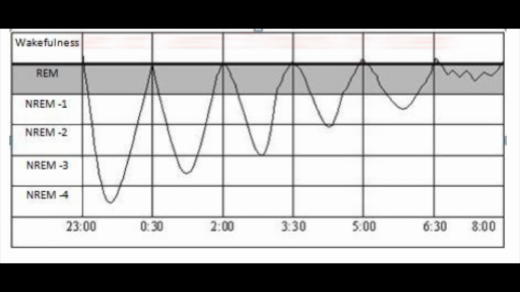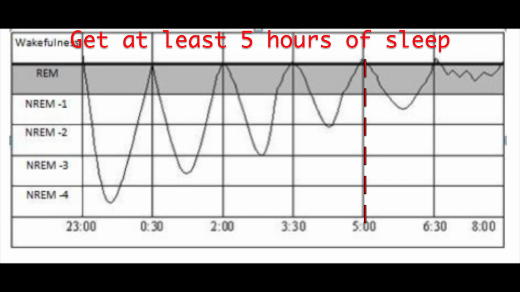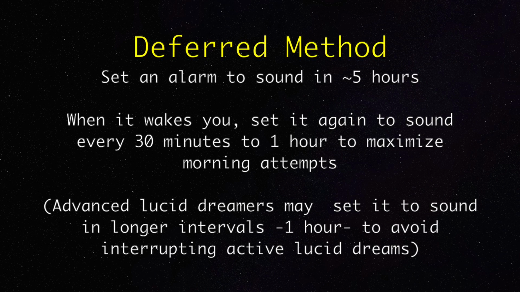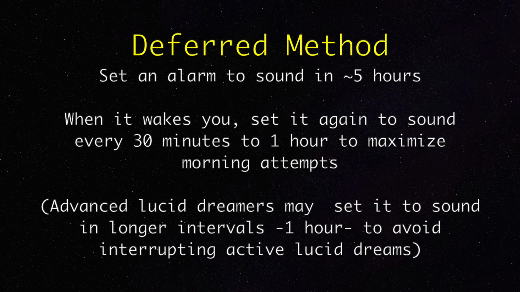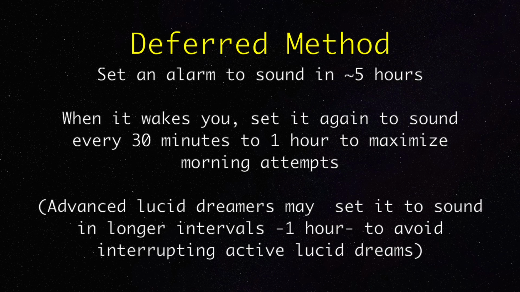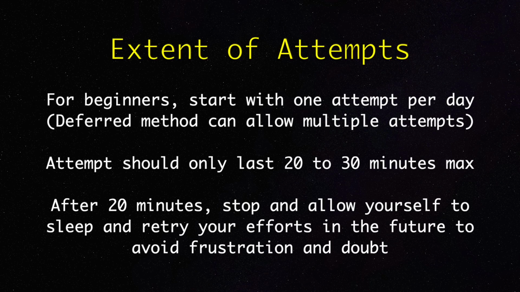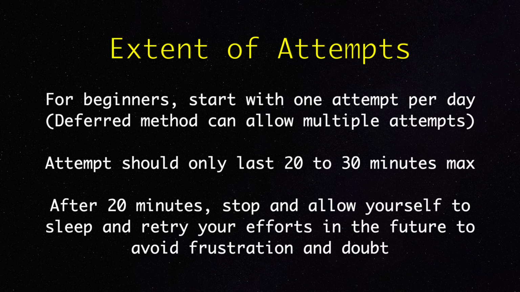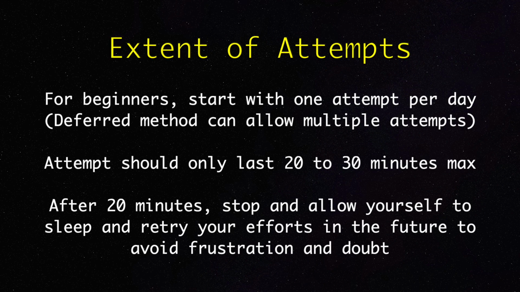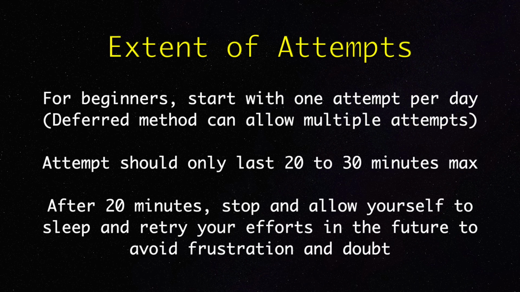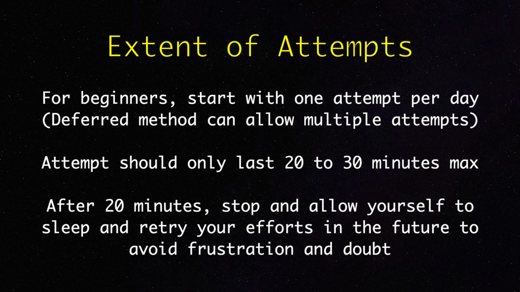So when to attempt a direct wake-induced lucid dream? Attempts should be made at the start of a long REM cycle, and this is approximately 5 hours after going to sleep. You're going to want to use the deferred method. The deferred method involves setting an alarm to sound 5 hours after going to sleep, and subsequently every 30 minutes. You want to make sure that you stick with one attempt per day using the direct WILD method. Attempts should only last, again, about 20 to 30 minutes max. After about 20 to 30 minutes, stop and allow yourself to sleep and retry your efforts in the future.